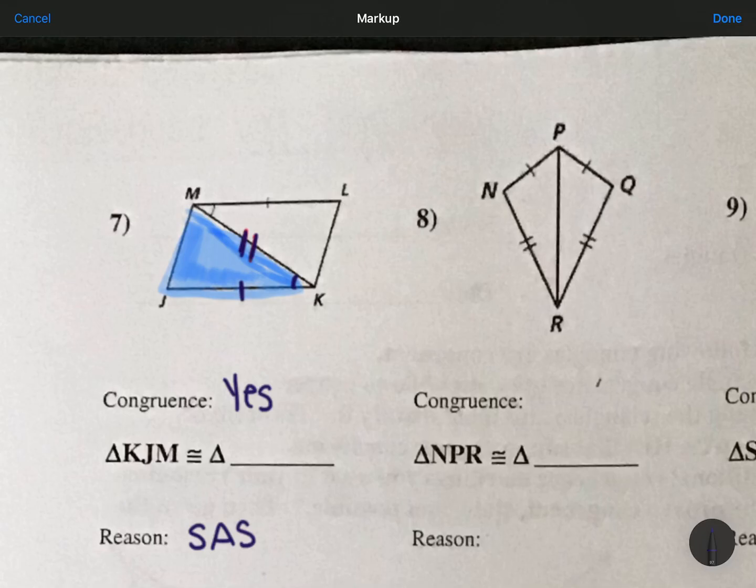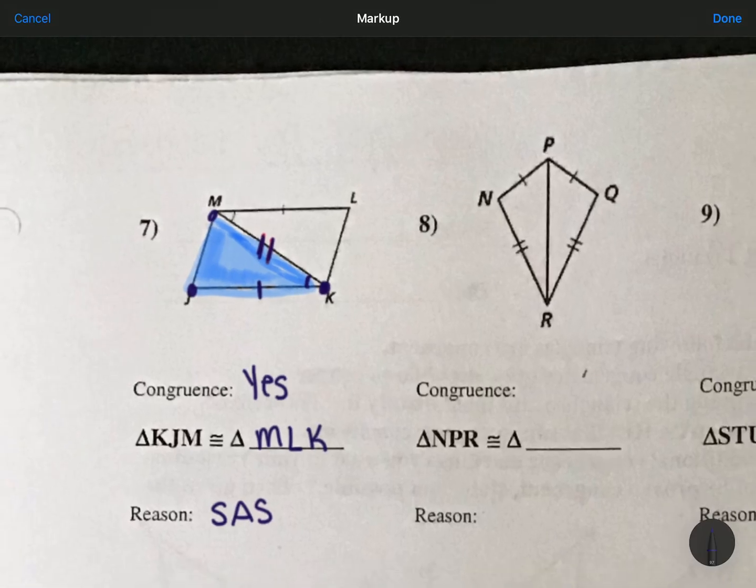And so to name this triangle, we start with K, we move to J, and then M. So when I go to name my other triangle, I'm going to start with the other angle that's marked, which is M. And then I'm going to go down the 1 tick mark to L and down to K. Order matters.